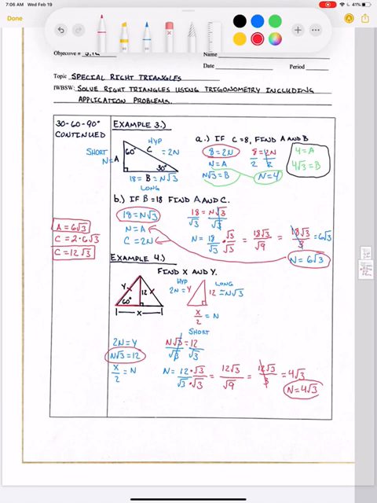Now that I know what n is, I'm going to take it and plug it in just like I have every other time. Right there and right there. So y is going to equal 2 times n, which is 4 square roots of 3. So y equals 8 square roots of 3. That's our first answer.